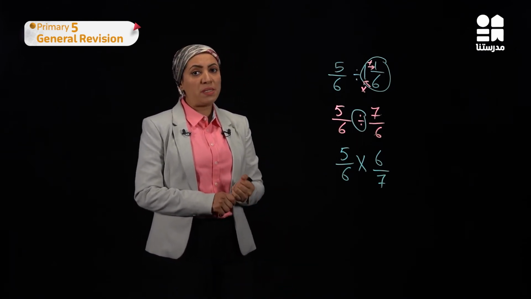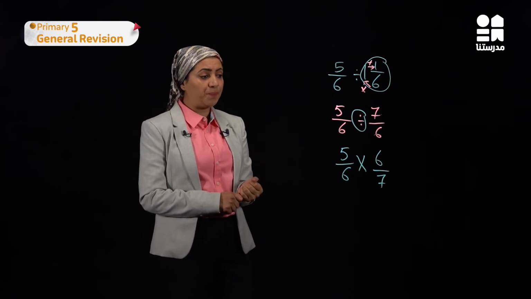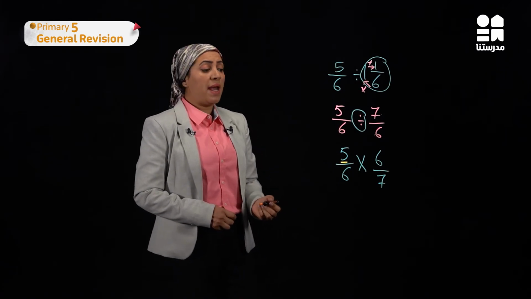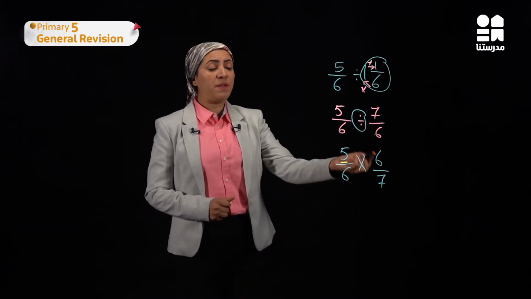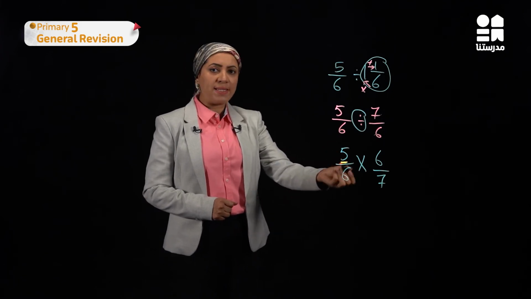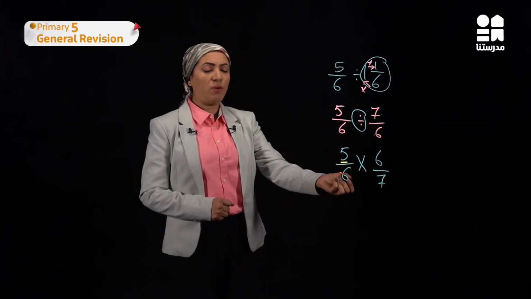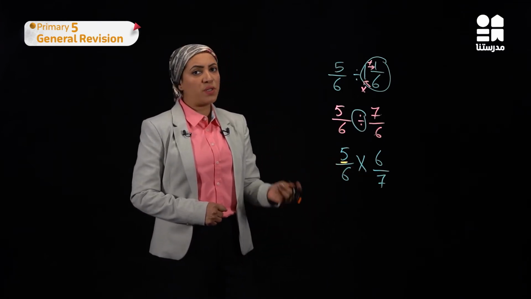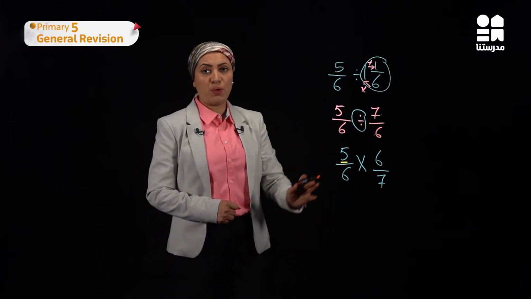Again, we said when we simplify, we go in order. So I start with the first numerator and I check if it can be simplified with any of these. 5, can I simplify it with 6? No, they don't have any common factors. 5 and 7, do they have any common factors? No. Then I will ignore the 5.